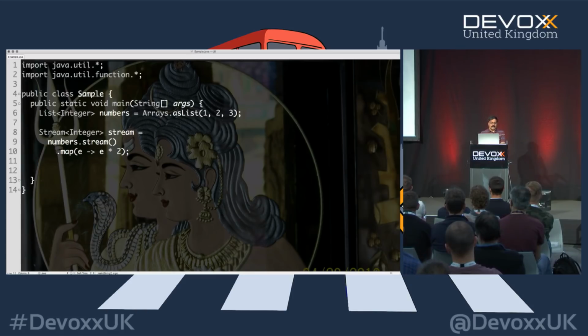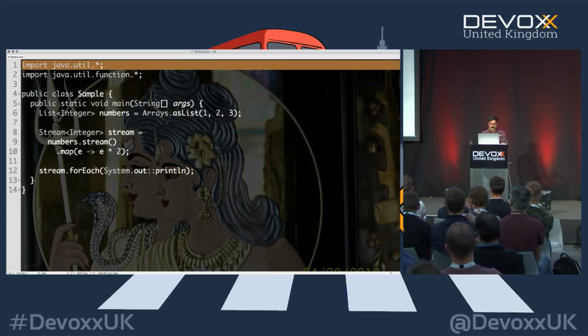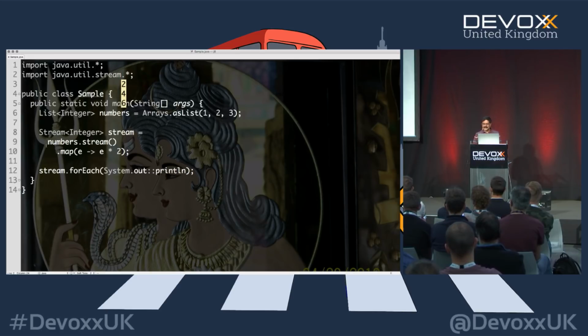Then what am I going to do? Then I'm going to say over here stream.forEach and System.out.println, and we will just print it. Now in this example, I'm using a stream, as you can see. So this is the stream API. When I run the code, this is going to give us 2, 4, and 6. Well, what is it that we are dealing with right here?